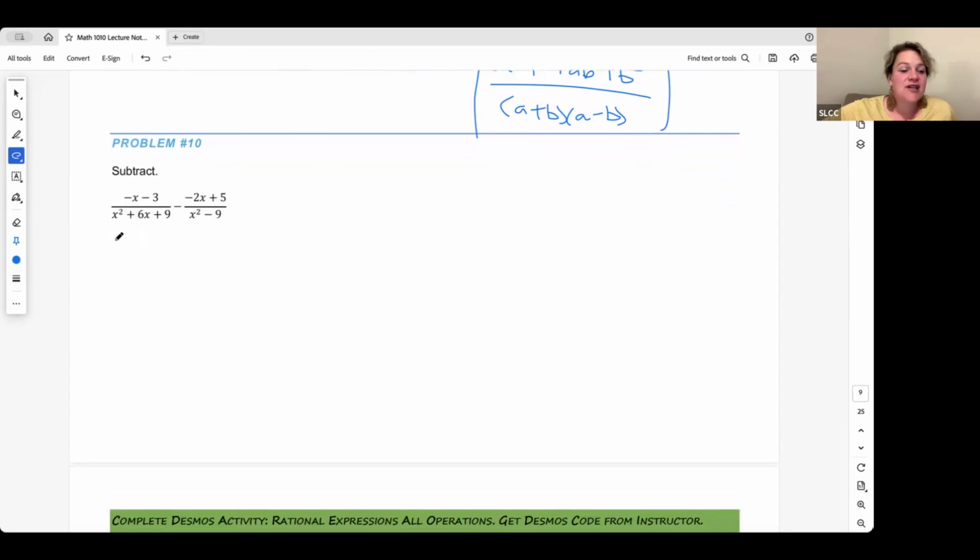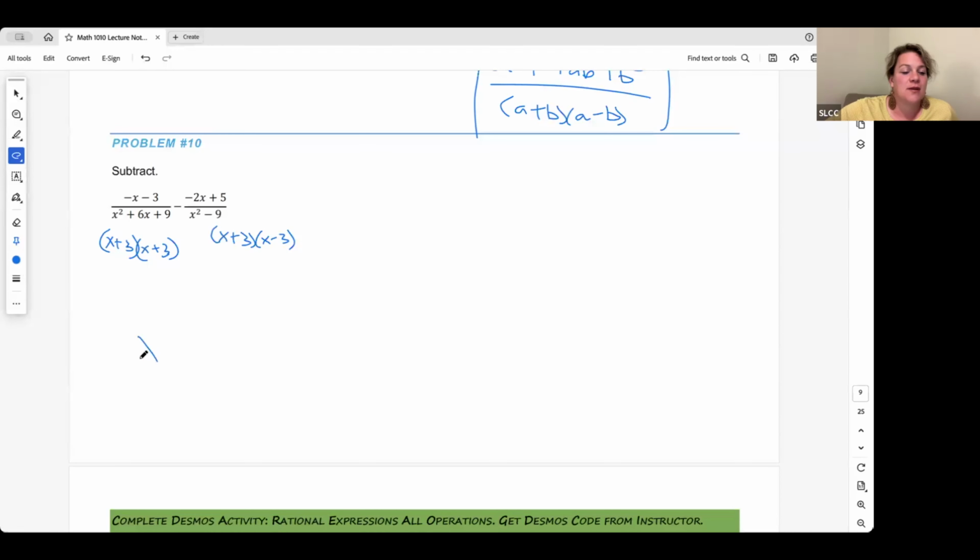We need to factor, so two numbers that multiply to give you 9 and add to give you 6, so 3 times 3. So x plus 3, x plus 3. 3 times 3 multiplies to give you 9, 3 plus 3 adds to give you 6. And then x squared minus 9 is the difference of squares, so x plus 3, x minus 3. Now we need the most of each distinct prime, so we need x plus 3, and x minus 3.